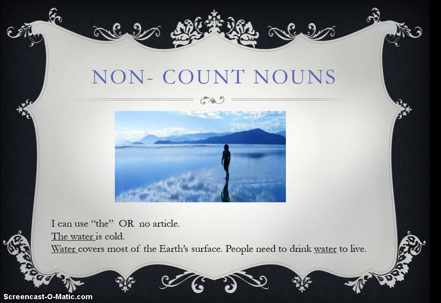If I wanted to start a sentence with a non-count noun, I also could use no article at all by saying water covers most of the Earth's surface. Or if I want to talk about how water is important for us humans, I could say people need to drink water to live. So in those last 2 examples, I'm not using any article at all.